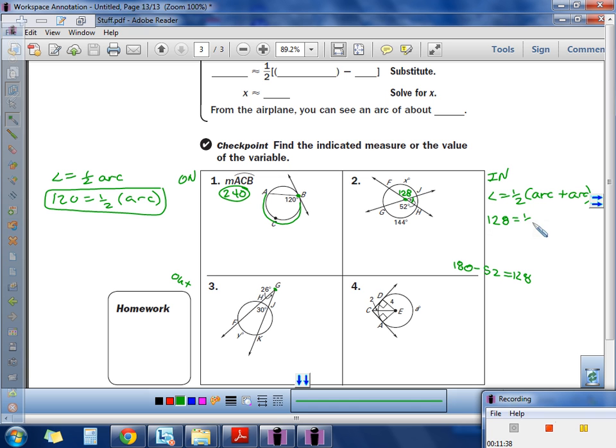It's half of those arcs added together. Do I know the values of both of them? No, but that's okay. One is x, and the other is 144. This is simple algebra now. You can do one of two things. You can distribute the 1/2, or you can go ahead and multiply by 2. I think multiplying by 2 is a little bit quicker. What's 2 times 128? 256, good. So I got rid of the 1/2 by multiplying each side by 2. And now this is a very simple problem. Subtract 144, and what do we get? 112.